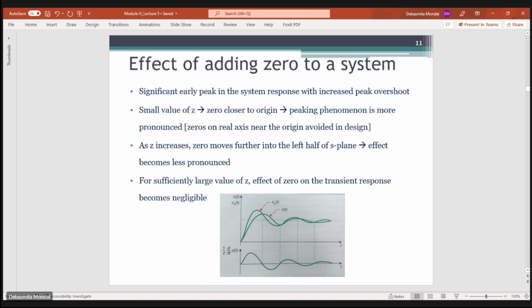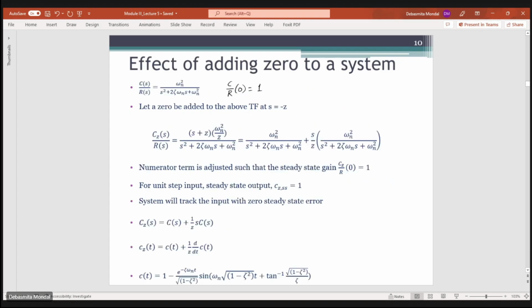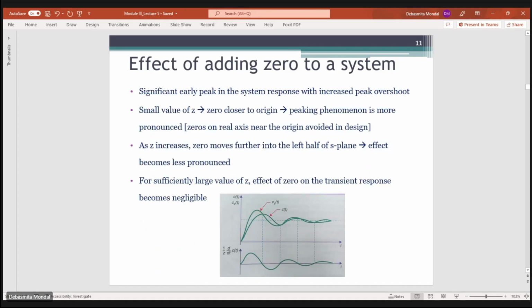Now let's look at this plot. This is a graph for the system we just had, the second order system, which is now excited with a unit step input. For a unit step input, if there is no zero in the system, then the output follows a curve like this.